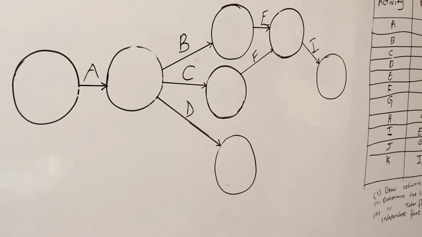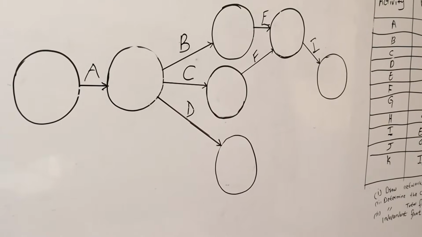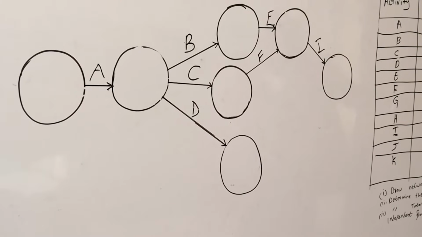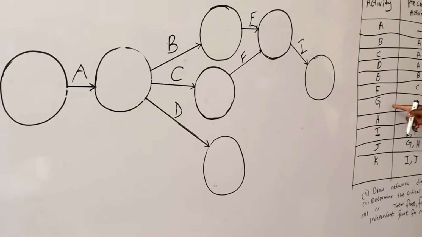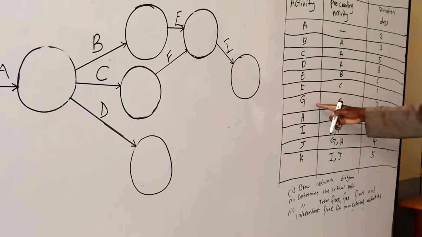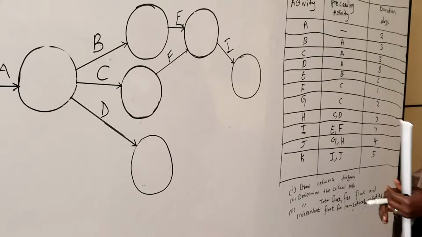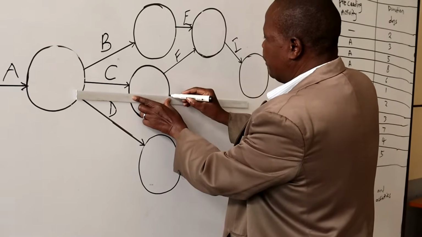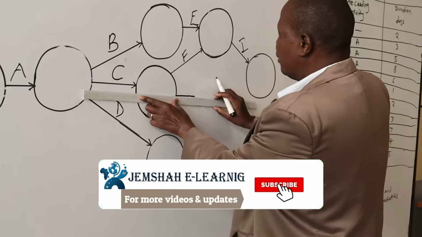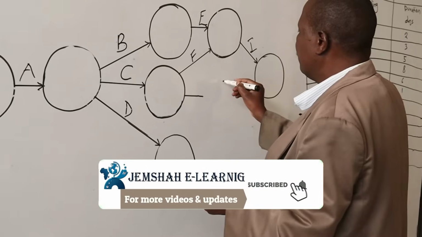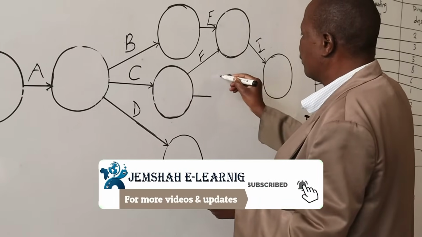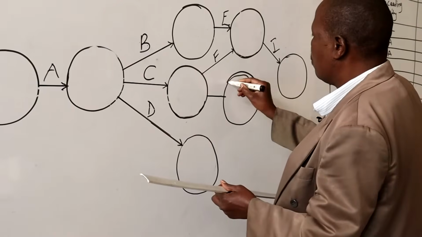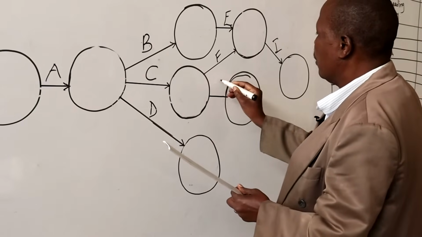Then E and F come up here. C is a preceding activity to activity G. This is C here. C is a preceding activity to activity G. So its node is here. That is G.